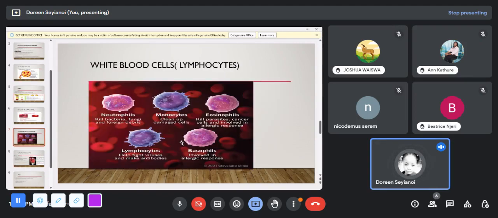Number 3, we have the white blood cells. These help us in fighting infections. And we have two categories of white blood cells. We have the granulocytes and the agranulocytes. So granulocytes are those that have granules, and the agranulocytes lack granules. Examples of granulocytes are the first three: neutrophils, eosinophils and the basophils. You can see from that slide their function. And the agranulocytes include monocytes and lymphocytes.